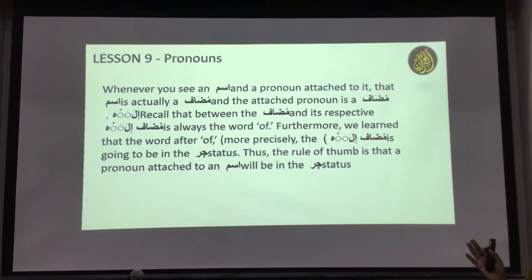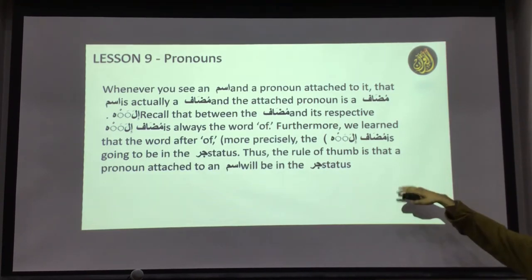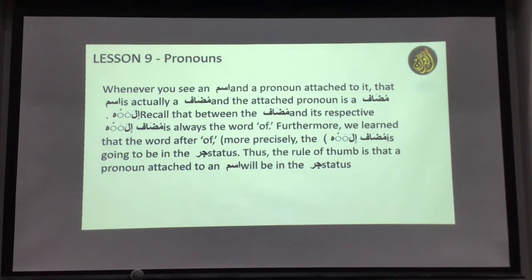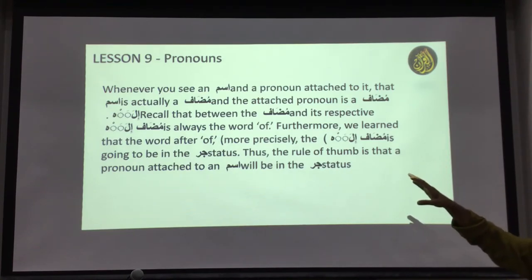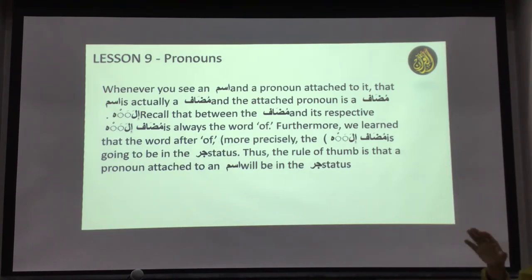Now, this is the last bit for today. We'll have one or two examples and we'll finish, and tomorrow we'll work more on this. Now that we talked about their four properties, status, number, gender and type, there's a little bit of grammar. Whenever you see an ism and a pronoun attached at the end of it, that ism is usually a mudaf. That's why we're learning pronouns just after mudaf, mudaf ilay. And the attached pronoun is mudaf ilay.